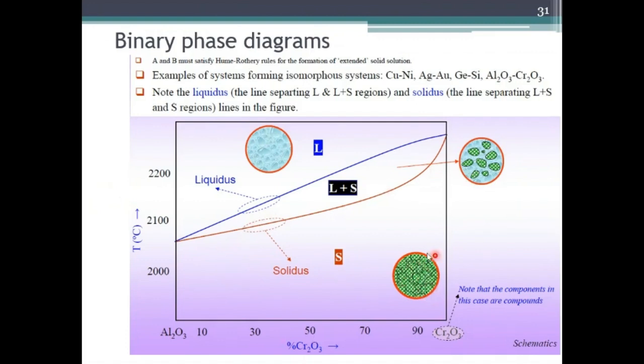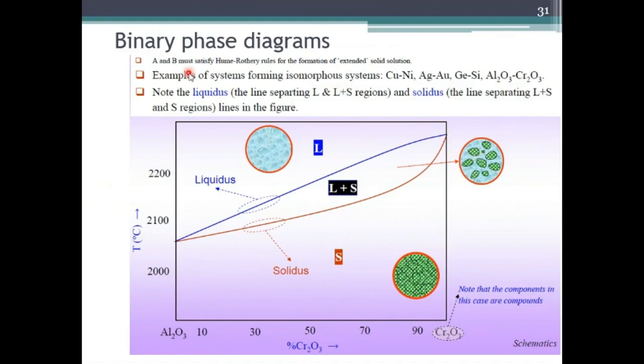If you see the crystal structure, it becomes like a solid, and above the liquidus line you have a liquid structure. The liquidus line separates L and L plus S, where L means liquid and the other is a liquid plus solid mixture. Below the solidus is the solid region. In between, it is a mixture of both, a mixture of solid and liquid. This is an example.